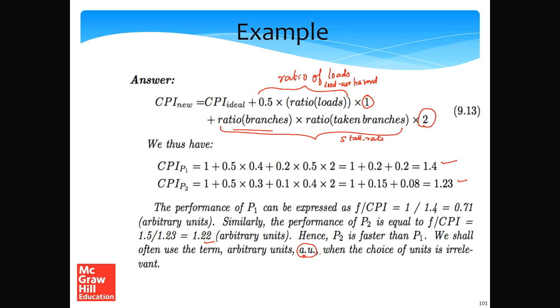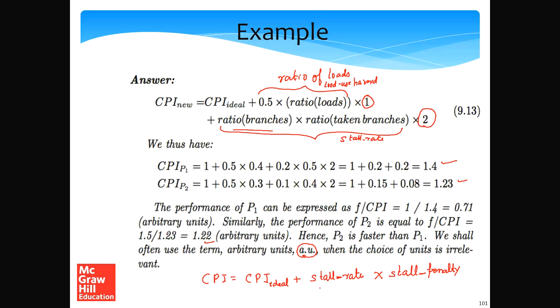But the most important takeaway point from this slide is the way that we compute the CPI. So CPI is CPI ideal plus stall rate times stall penalty. The stall rate is, per instruction, the probability that you'll have a stall.